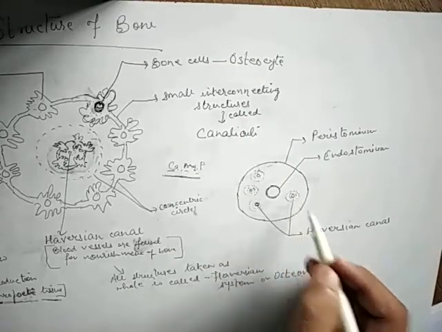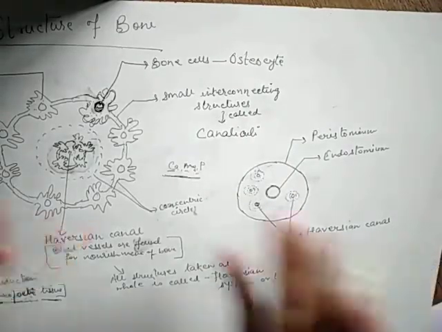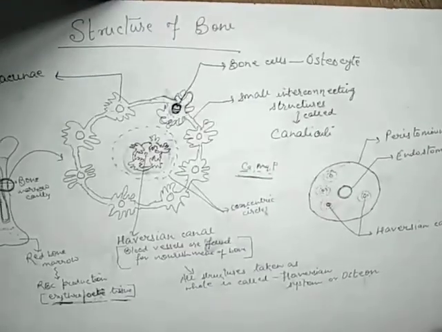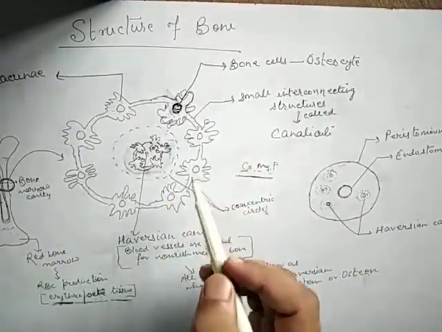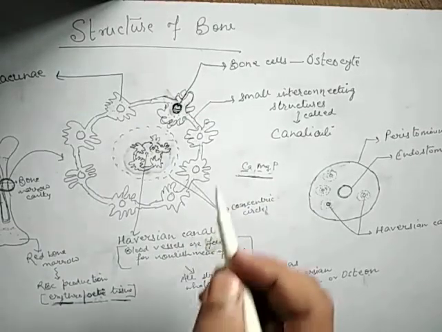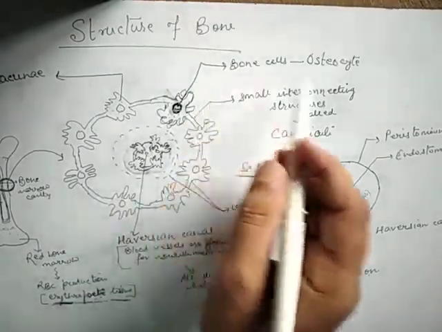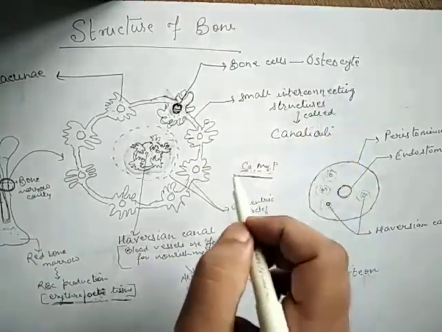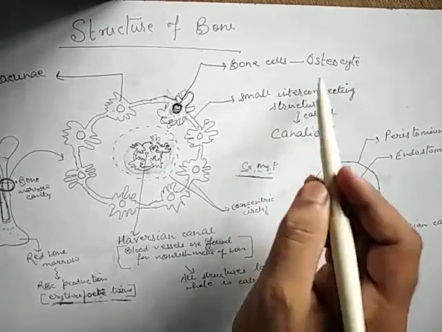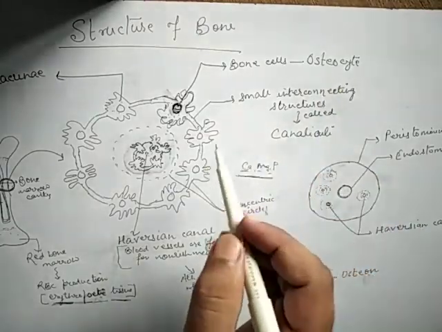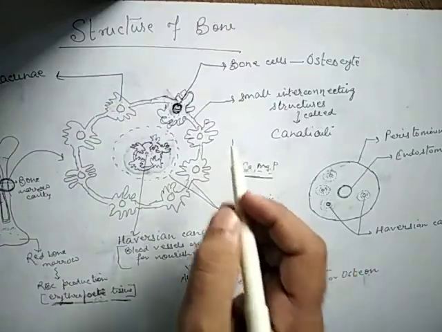We can also find the Haversian canal, and we have drawn this structure in a bigger way right here. These are the structures inside the bone, in which we find the bone cells, which are called osteocytes, and osteocytes are formed by the osteoblast cells. Osteoblast cells are the bone cell forming cells. So osteocytes are formed by the osteoblast cells.